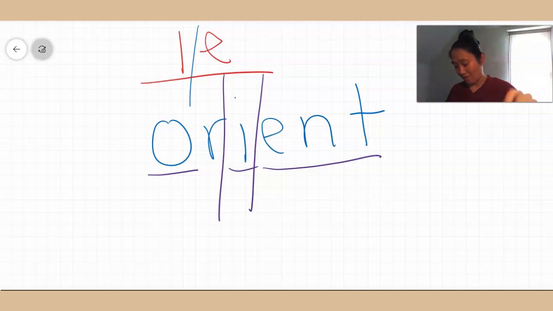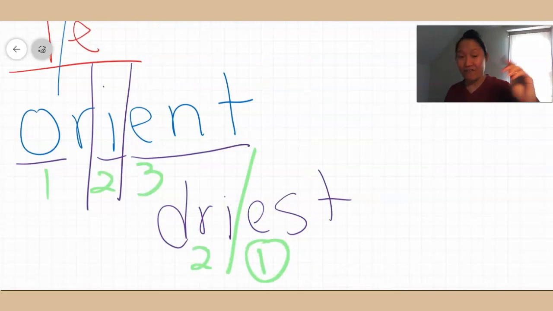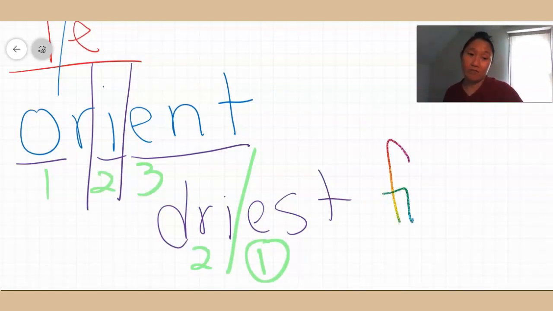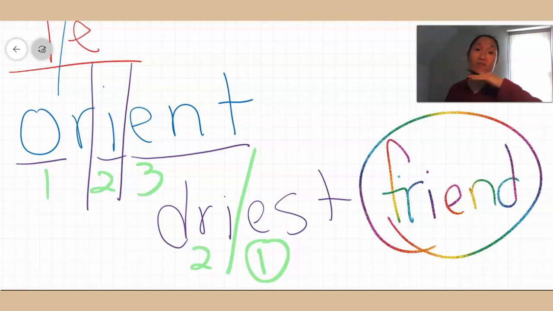Or-i-ent. Okay? If you have driest, you already know that you can break in between the I-E, S. So you have 2 here. 1 and 2. 1, 2, 3 up here. I-E, friend. Now friend is 1 syllable. Okay? Friend. This is not a vowel team. I-E is not a vowel team. Friend. You could break it there, but it's really a 1 syllable word.